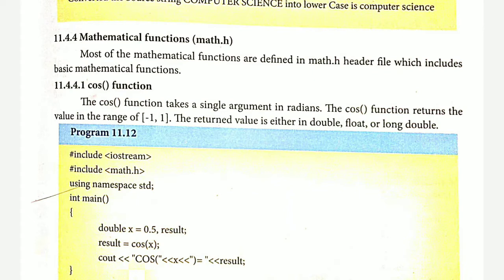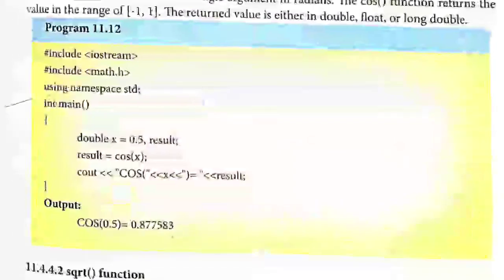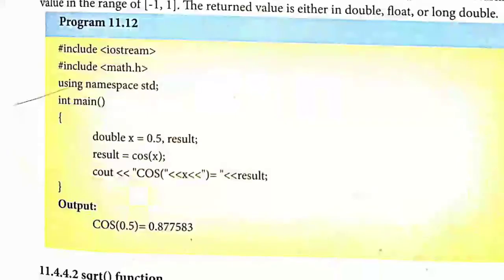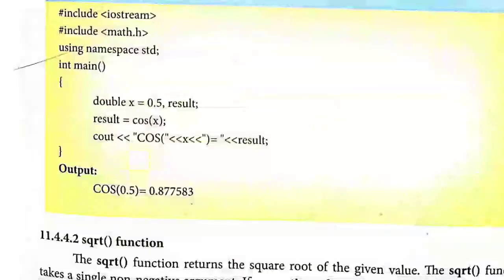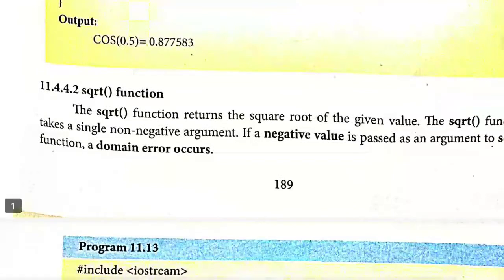Here you can see an example. Double x is equal to 0.5 and the result is equal to cos of x. So cos of 0.5 is the value displayed in the output. Next is sqrt. Sqrt means the square root function.